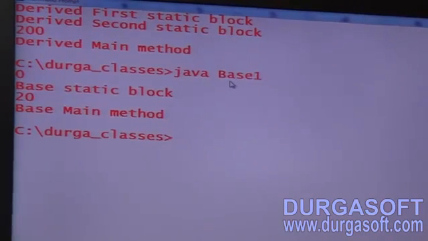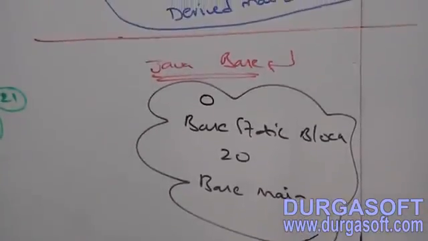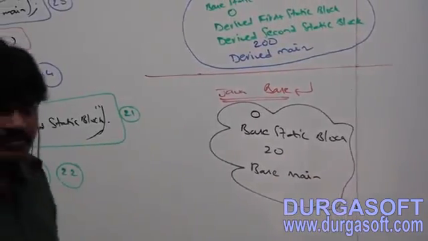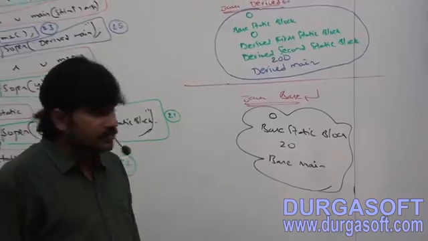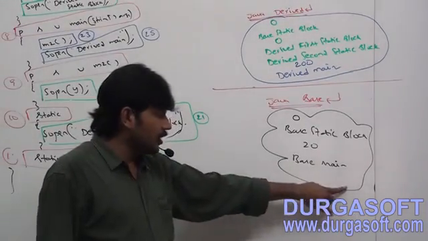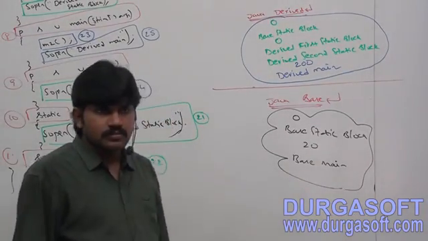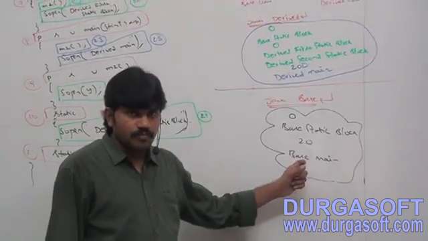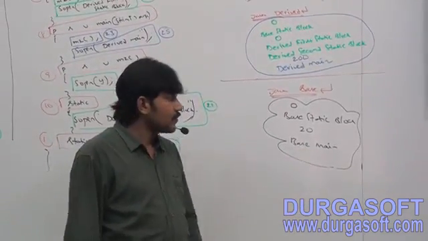Java base: 0 base static block, 20 base main. I hope completed, right? Okay.